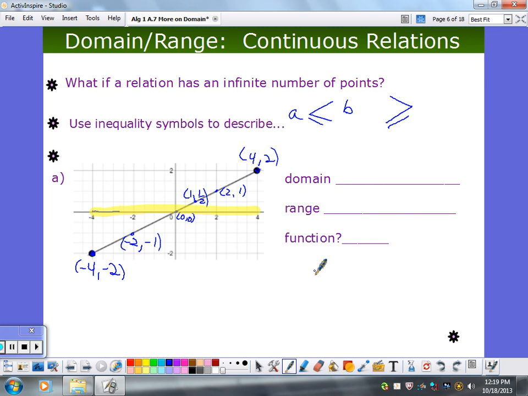So in words, I would say the domain is all numbers between and including -4 and 4, and let's get in the habit of putting these in numerical order. So -4 comes before 4. So between -4 and 4. Now how do we say that in math?